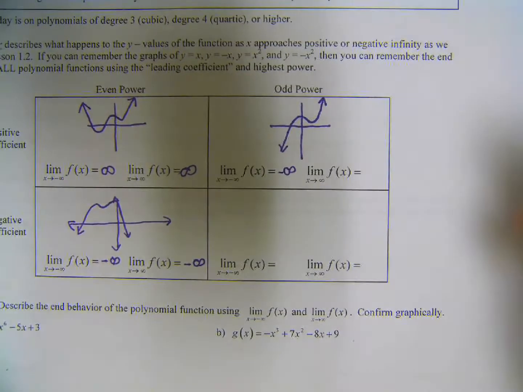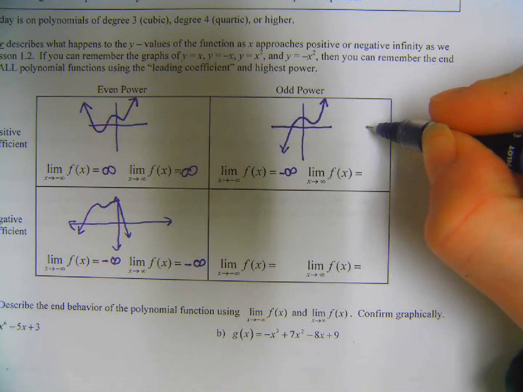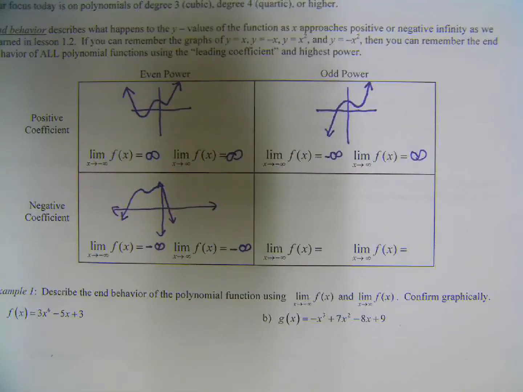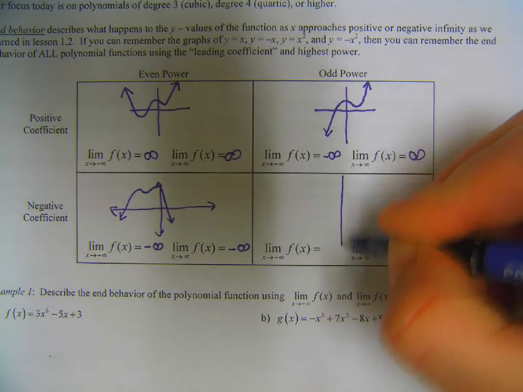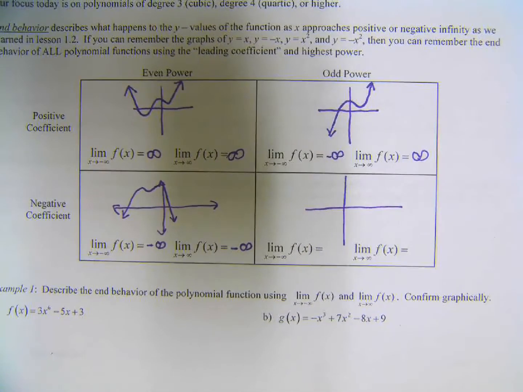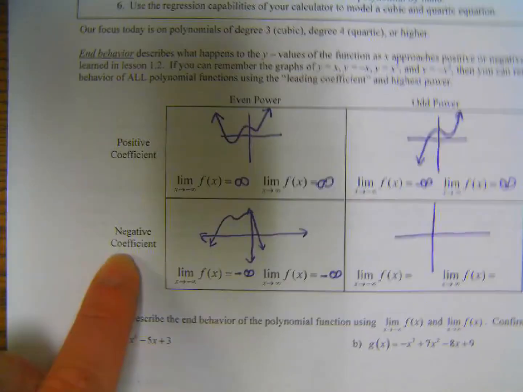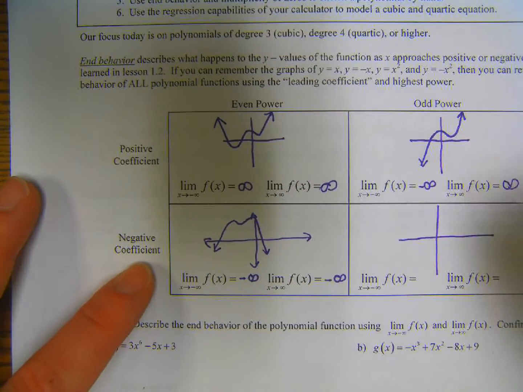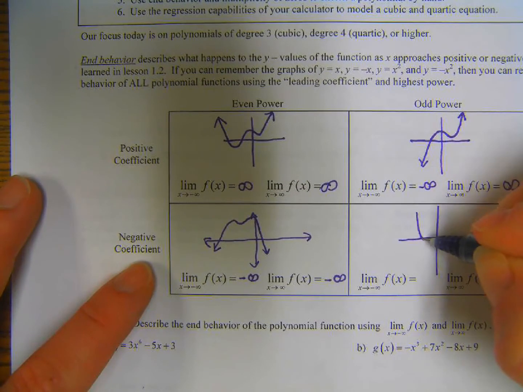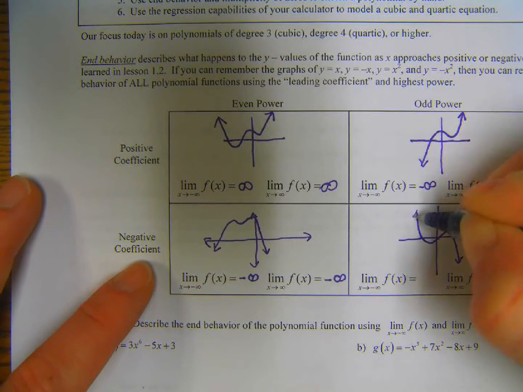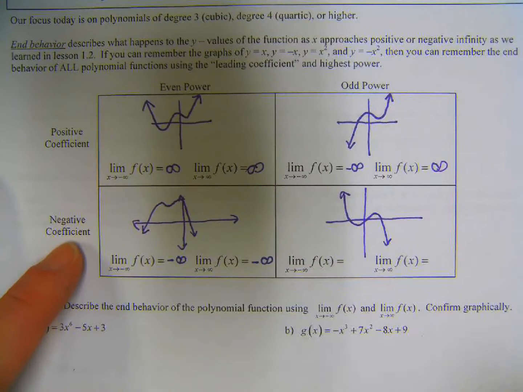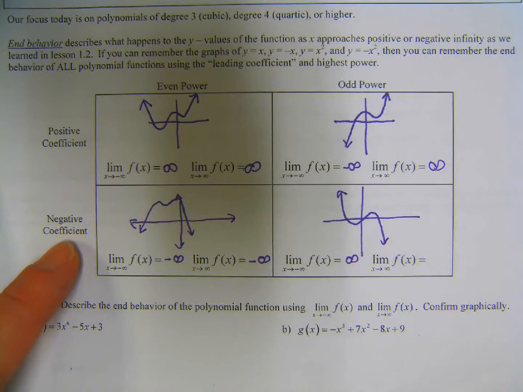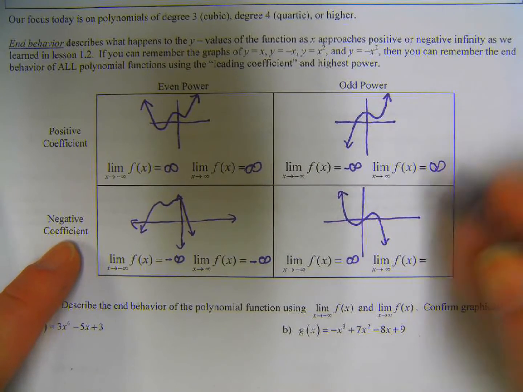And as x goes to positive infinity, that means it's going to the right, then the function's going up. And finally, if it's odd-powered with a negative coefficient, are you seeing how this chart's working? It's just like this describes the coefficient, this describes the power. It might look something like this. As x goes to negative infinity, this function goes to positive infinity. And as x goes to positive infinity, the function goes to negative infinity.